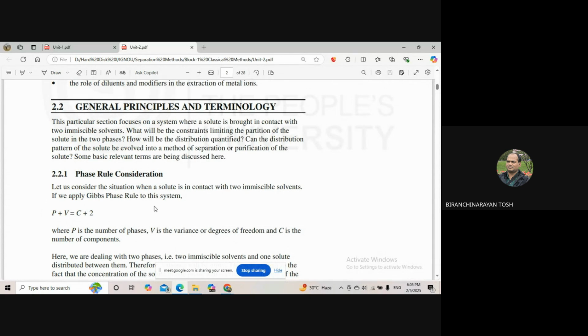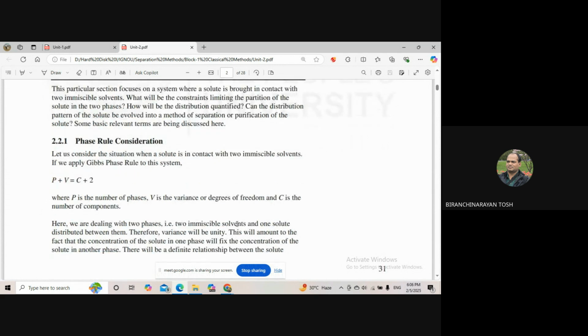P plus F equal to C plus 2. P is the number of phases. F is the variance or degrees of freedom. C is the number of components. So how will you define a phase? You can write the definition if it is not here.